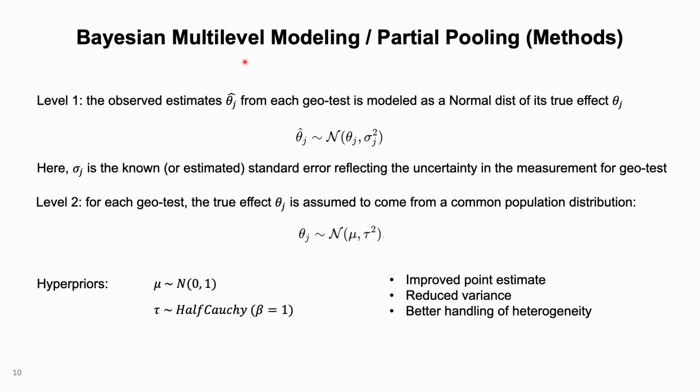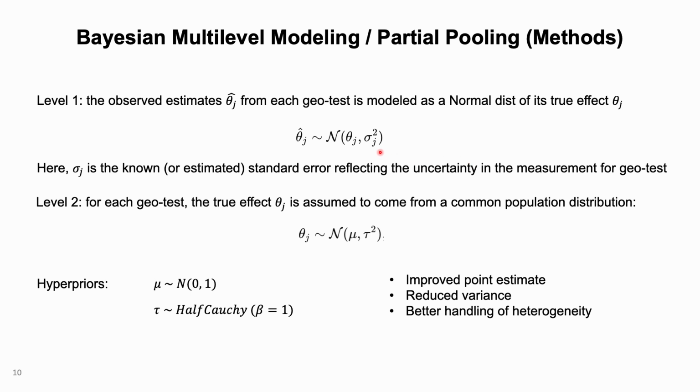In the second part, we applied Bayesian multilevel modeling, or partial pooling, to multiple geo-tests. In our model, in level 1, we assume that the observed estimate theta j hat, or causal effect, from each geo-test is modeled as a normal distribution of its true effect theta j.